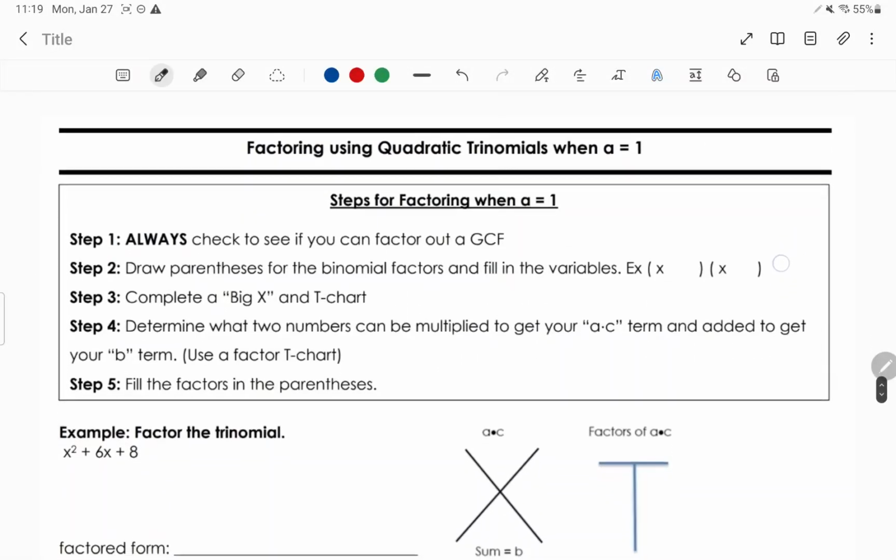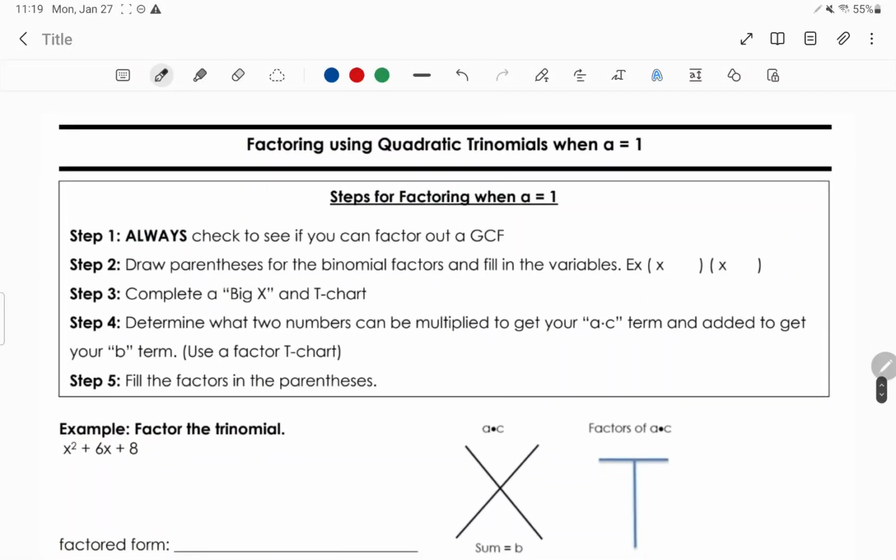So this is the steps for actual factoring. So step number 1. Always check to see if you can factor out the greatest common factor, and I'm going to go over what that means right now. Draw parentheses for the binomial factors to fill in the variables. Okay. Complete the big X in the t-chart. So we're going to be doing all of this stuff in a bit. So determine what two numbers can be multiplied to get your AC, and then add them to get the B term, your B. We're going to be using the t-chart as well. And then we finally going to fill in the parentheses.